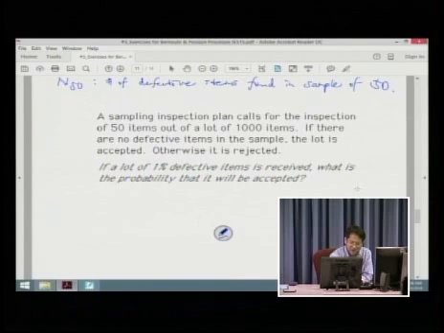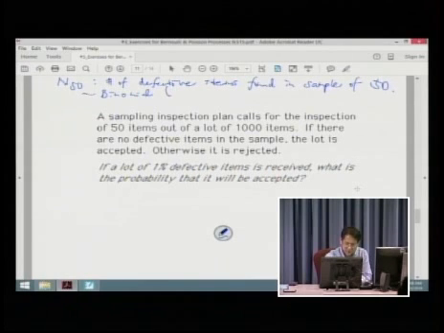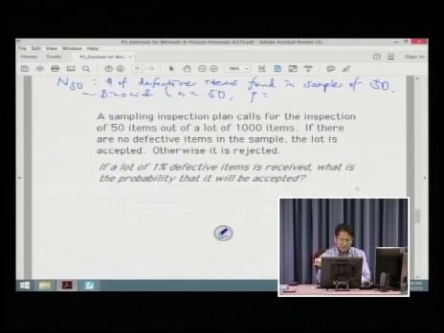Then N sub 50 follows which distribution? You remember, a binomial random variable counts the number of successes within a certain number of trials. So N sub 50 follows a binomial distribution. N is 50, of course. And what about p? What is p? 0.01. Is that right?